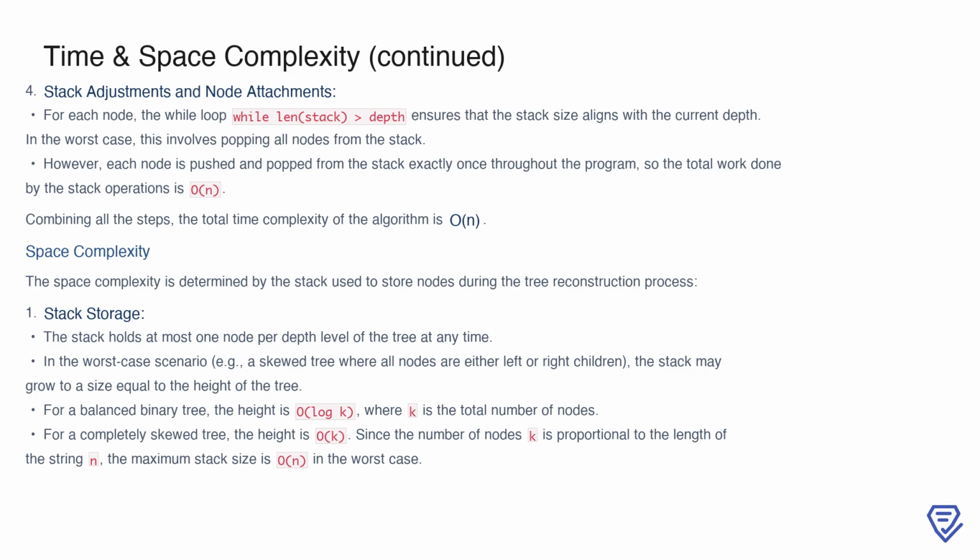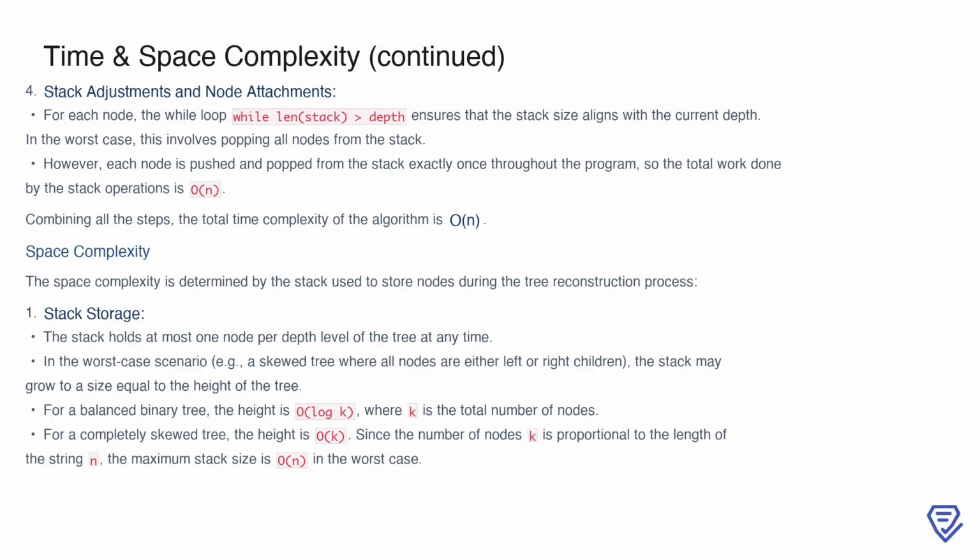Now, let's analyze the stack operations and their impact on time complexity. For each node, the stack is adjusted to reflect the current depth using the while loop, while len(stack) > depth. In the worst case, this loop could involve popping all nodes from the stack. However, it's important to note that each node is pushed onto the stack when it's first encountered and popped only once when its processing is complete. This means that the total work done by all stack operations across the traversal is proportional to the number of nodes, or O(n). When we combine all these components, the traversal, depth calculation, value parsing, and stack adjustments, the overall time complexity of the algorithm is O(n).